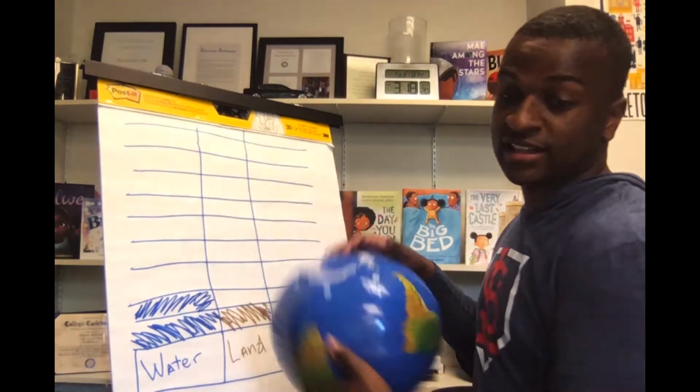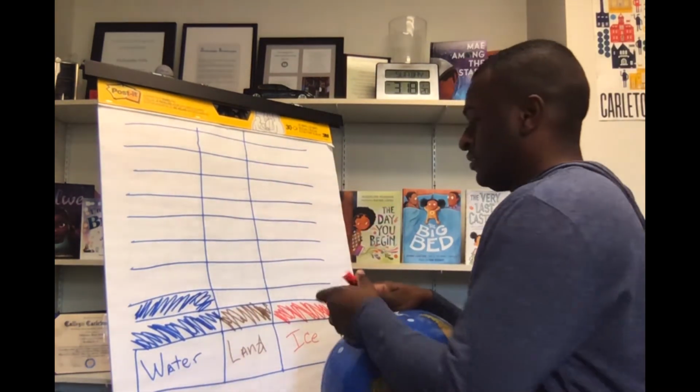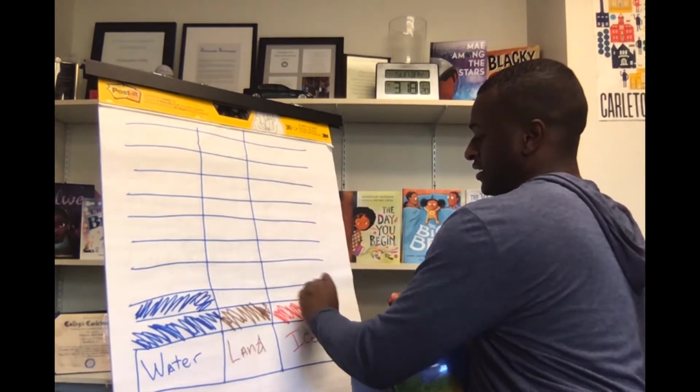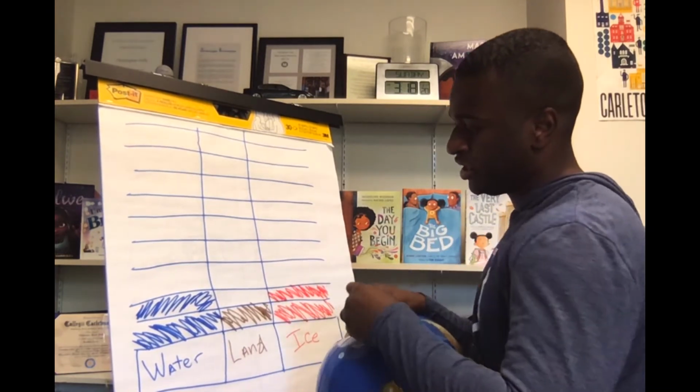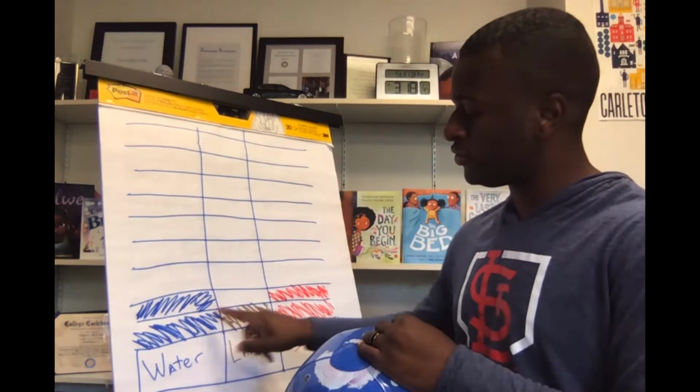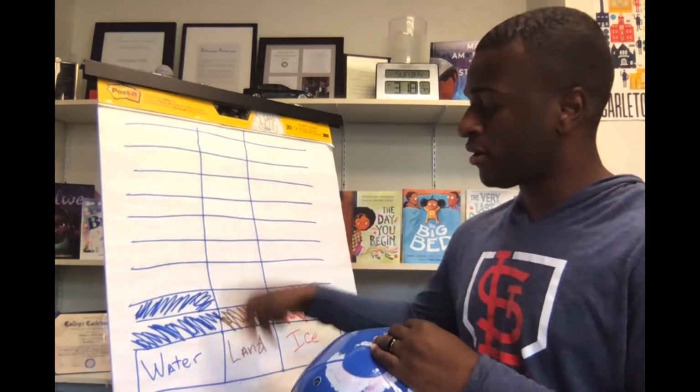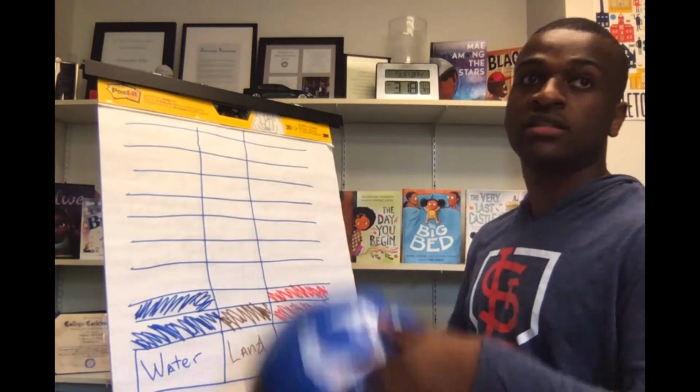We landed on ice again. That's surprising, because there's not much ice here on the earth. It'd be harder for me to hit that, but we did it. We got 1, 2, 3, 4, 5. 2 water, 1 land, 2 ice. Let's see.